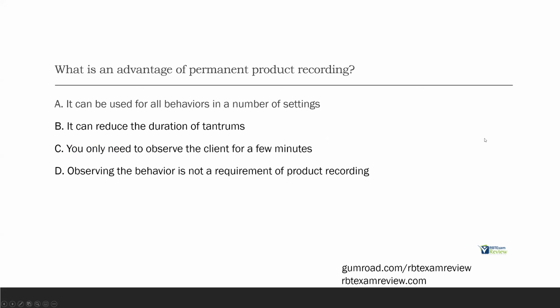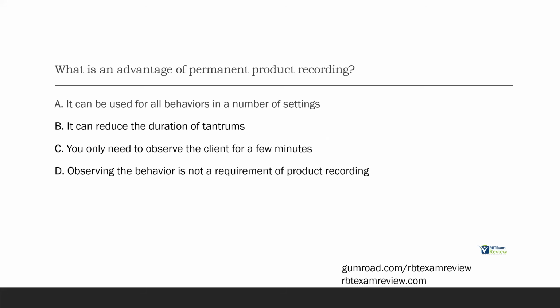What is an advantage of permanent product recording? Okay, so we know permanent product recording measures the outcome or the product or whatever the behavior produces and makes determinations that way. So what do we know about permanent product? We know we don't have to actually observe the behavior. It's good for measuring outcomes. So what is an advantage?